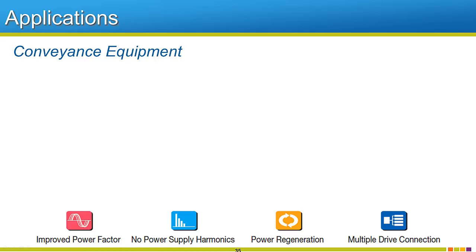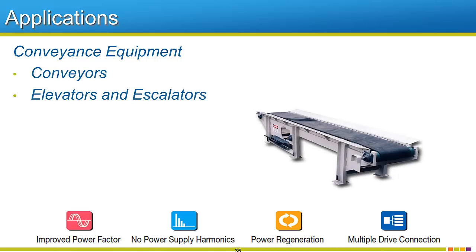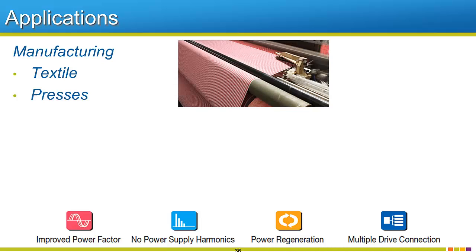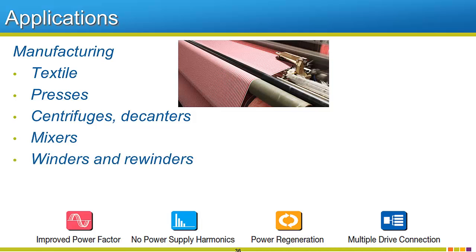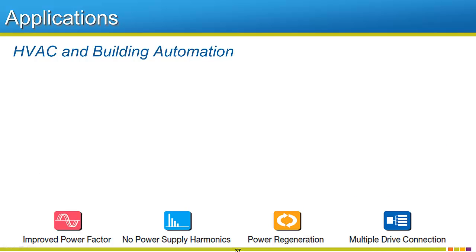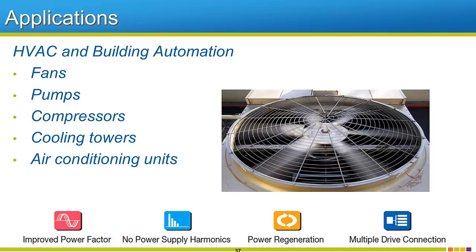The D1000 fits in perfectly with conveyance equipment, including conveyors, elevators, and escalators. As far as the manufacturing field, the D1000 can be applicable to textile, presses, centrifuges and decanters, mixers, winders and rewinders, web applications, and also machine tools. The D1000 can even be integrated with your HVAC or building automation equipment. This includes fans, pumps, compressors, cooling towers, and also air conditioning units.